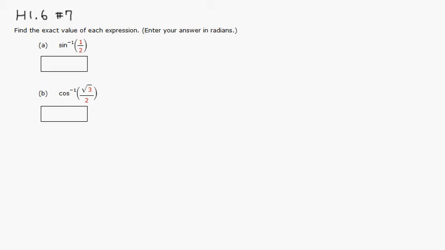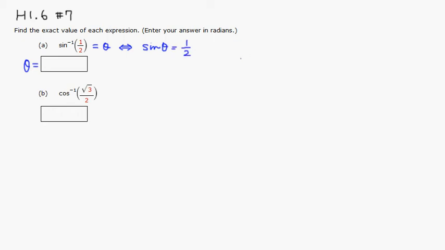So the first thing I will do is let this equal, say, theta. Just name it something. We're looking for theta, so the answer is going to be theta. Now we're going to rewrite it using the original sine function. If arcsine goes from 1/2 to theta, then regular sine goes from theta to 1/2.